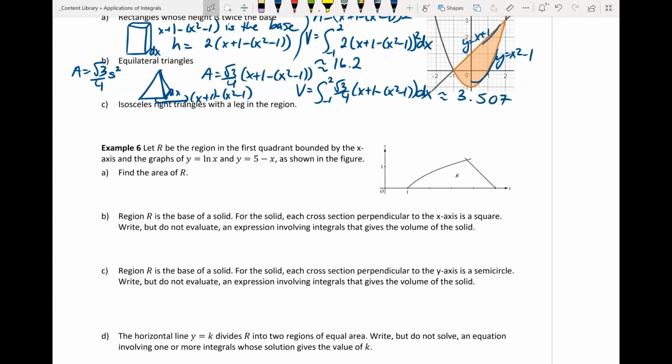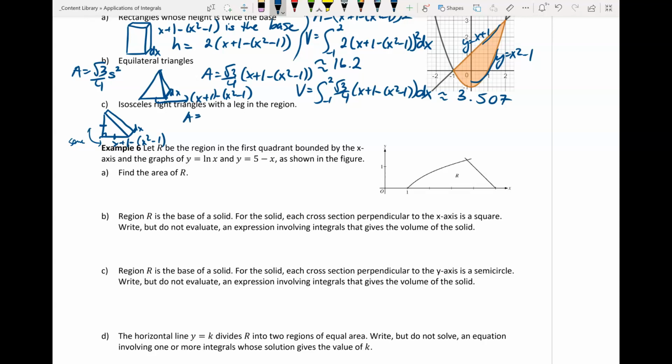Lastly, we have the isosceles right triangle, which looks something like this. And these are the same. So one of our lengths is going to be the top minus bottom again, but they have to be the same. So these two here are the same. The width is still dx there.